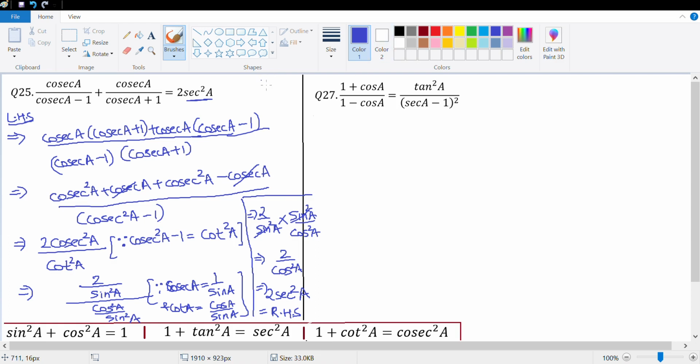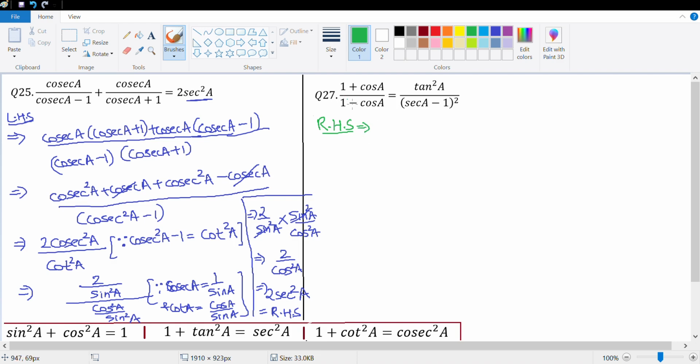Let's look at question number 27. Question 27 is (1 plus cos A) upon (1 minus cos A) is equal to tan square A upon (sec A minus 1) whole square. So this time I realized that the right hand side is slightly more complicated than the left hand side. So let's start and work with right hand side.